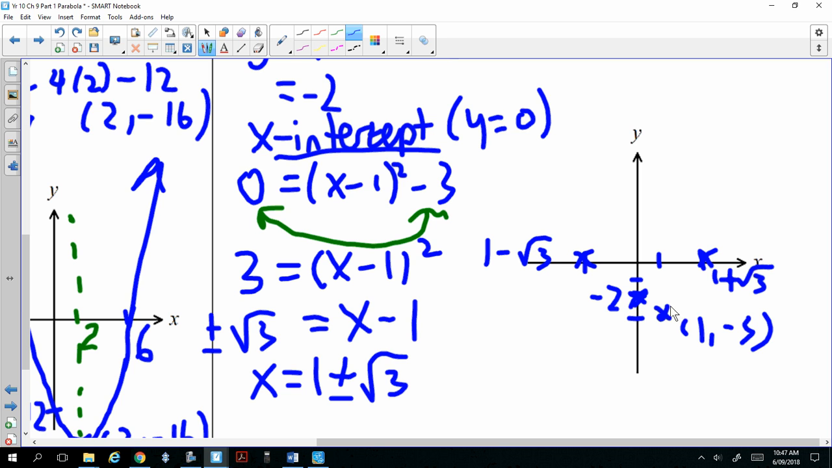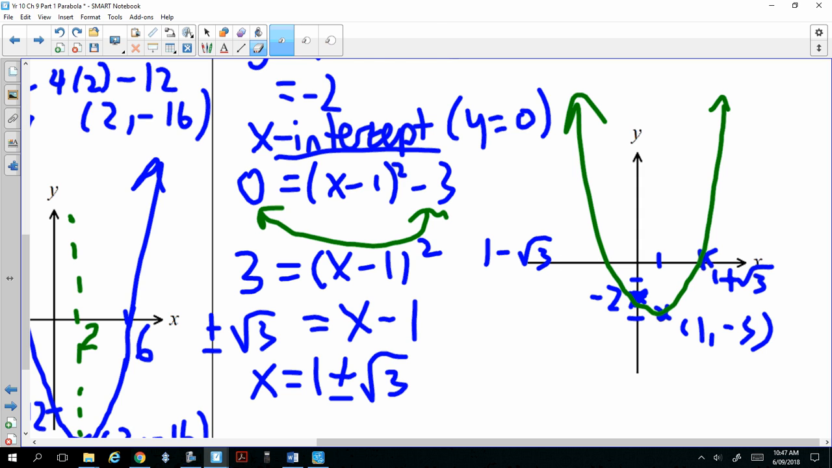So we're going to draw it like this. And maybe that dot is too far on the left. Actually, move this thing. That's good. Okay, we got it. Any questions?